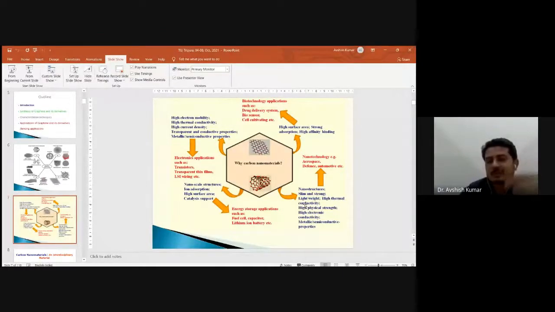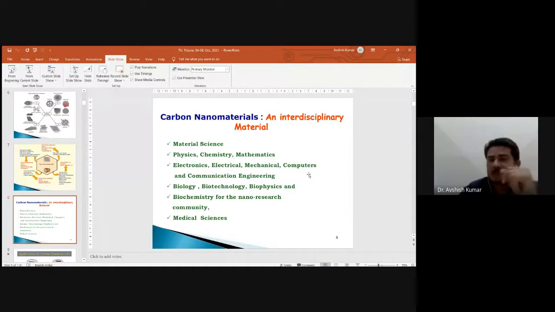This material is very slim and strong, meaning its mechanical strength is very high. It is very lightweight, with high thermal conductivity, very high physical strength, and high electron mobility. Because of these properties this material can be used. I'm not going into particular applications because I have a lot of slides to discuss, but there are a large number of applications, particularly for carbon nanotubes and graphene.